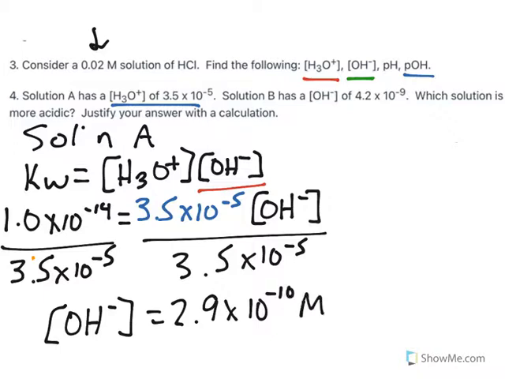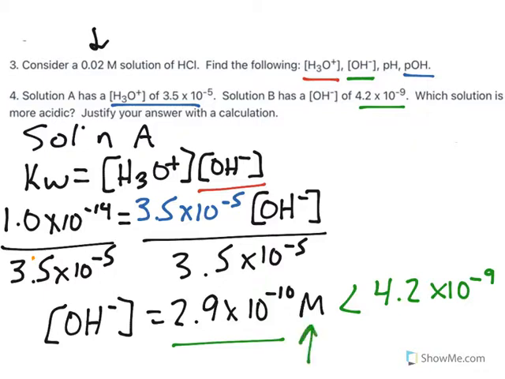Okay? So now from here, you could technically answer this question. We have the hydroxide concentration of solution A, which is 2.9 times 10 to the negative 10th. That is less than the hydroxide concentration from solution B. That means that solution A has a lower hydroxide concentration, which means it must have a higher hydronium ion concentration. If solution A has a higher hydronium ion concentration, then solution A is more acidic.